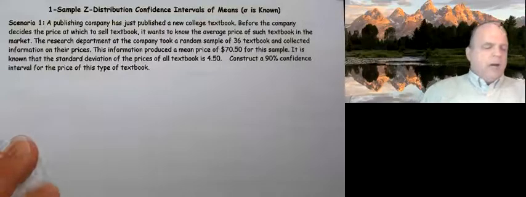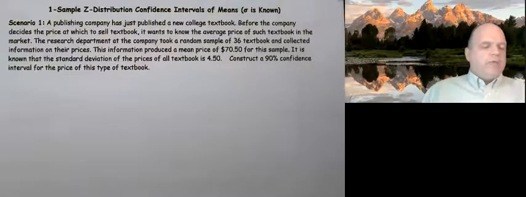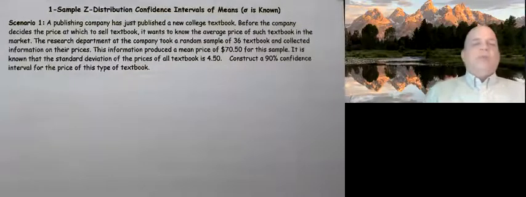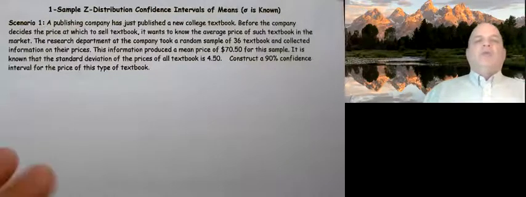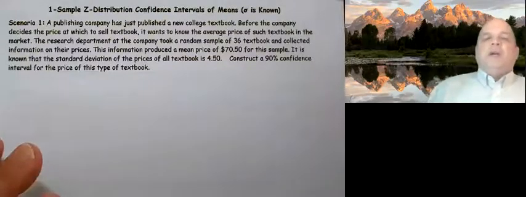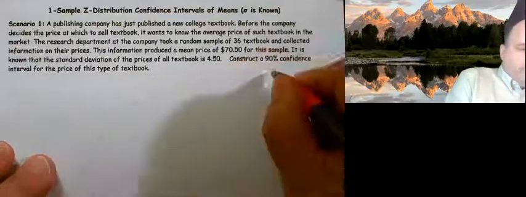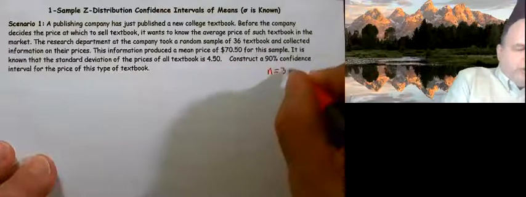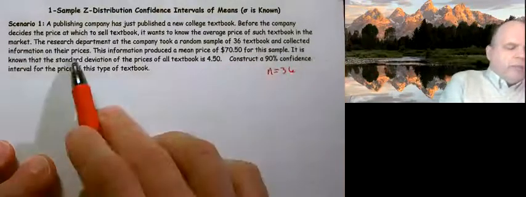All right. One sample Z distribution for confidence intervals of means. This is scenario one. A publishing company has just published a new college textbook. Before the company decides the price at which to sell the textbook, it wants to know the average price of the textbook in the market. The research department at the company took a random sample of 36. So we know that our sample is size 36 textbooks and collected information on the prices.